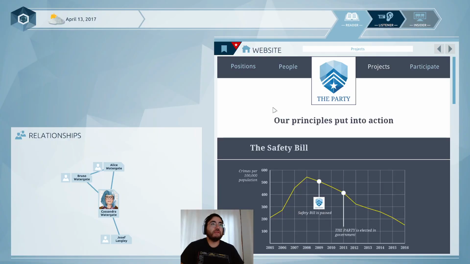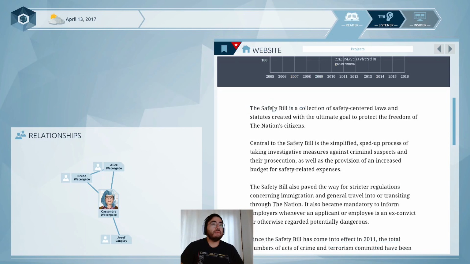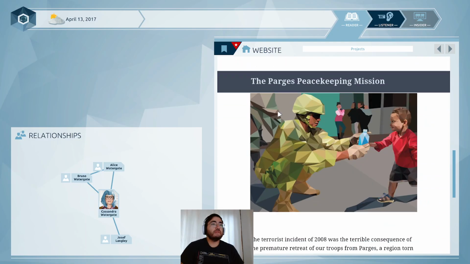Okay, this is the safety bill that we were looking at briefly. We read this part. The Parges peacekeeping mission. So a peacekeeping mission is kind of like what the UN does, where they send people to war-torn countries involved in war, and help them provide food, provide medicine, try to get people to safety if they're in a dangerous area where lots of gunfighting and bombs and stuff is happening. It's called a peacekeeping mission.